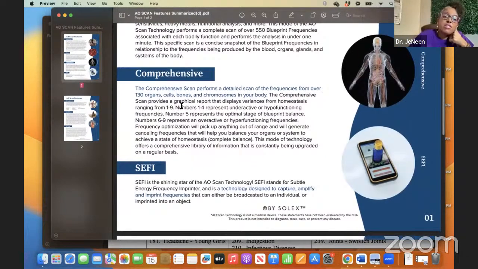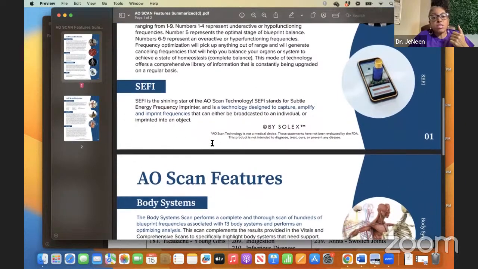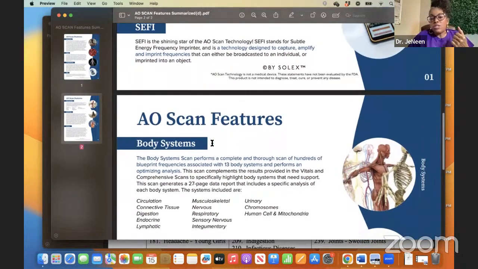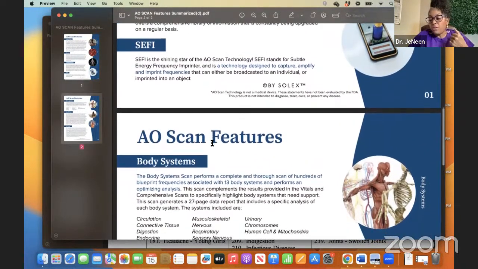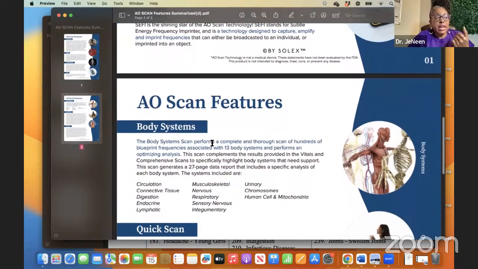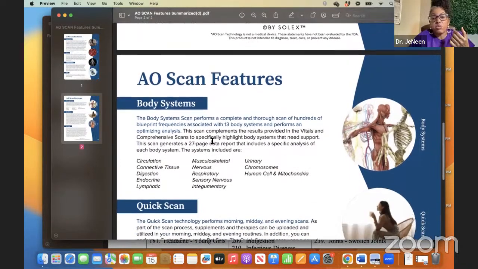You have your Comprehensive Scan, which is going to scan your organs, your cells, your bones, chromosomes, everything, and send it a balancing frequency. Then you have Cephi, which is what I was just showing you with all of those different homeopathics and symptoms. I've used Cephi extensively with myself, with my family. Somebody calls up, they're having a problem at night. I turn on that frequency, and by the next morning, they're feeling great.